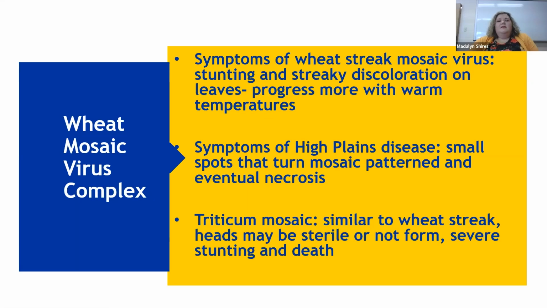Symptoms of high plains disease are small spots that turn into mosaic patterns, and then it turns into necrosis or dead tissue. And then triticum mosaic has similar symptoms to wheat streak. The heads may be sterile or not form if the virus infection is really bad. And it can also lead to severe stunting and death.